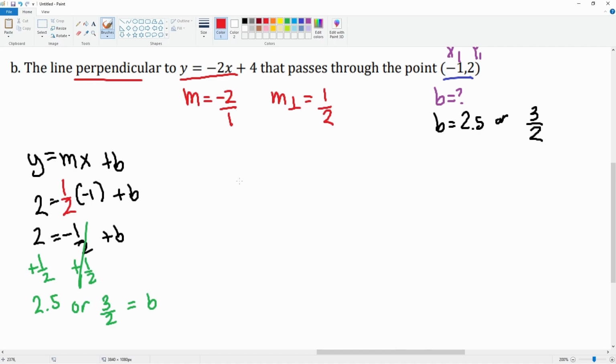So your perpendicular equation, y perpendicular, is equal to 1/2 x plus 3 over 2. There you go.